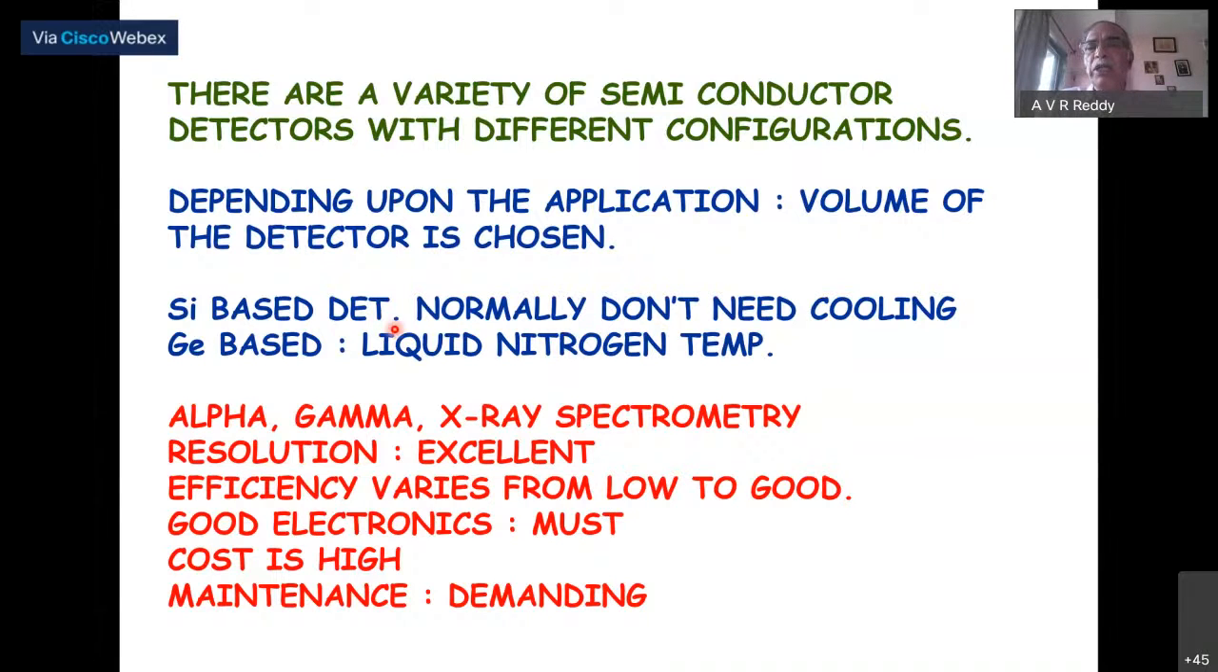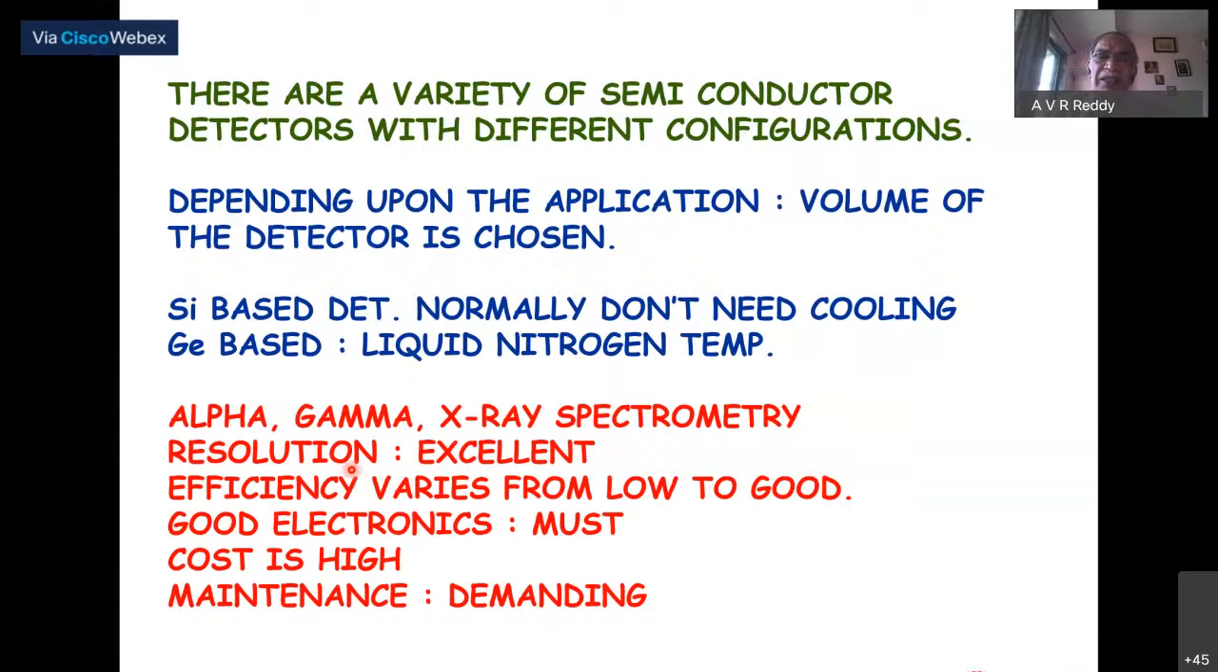And silicon-based detectors normally do not need cooling. Germanium-based detectors need liquid nitrogen temperature because the band gap is 0.69. So even normal light or small variation in the ambient temperature can give enough background which is not correlated to your sample. So applications are alpha, gamma, X-ray spectrometry.